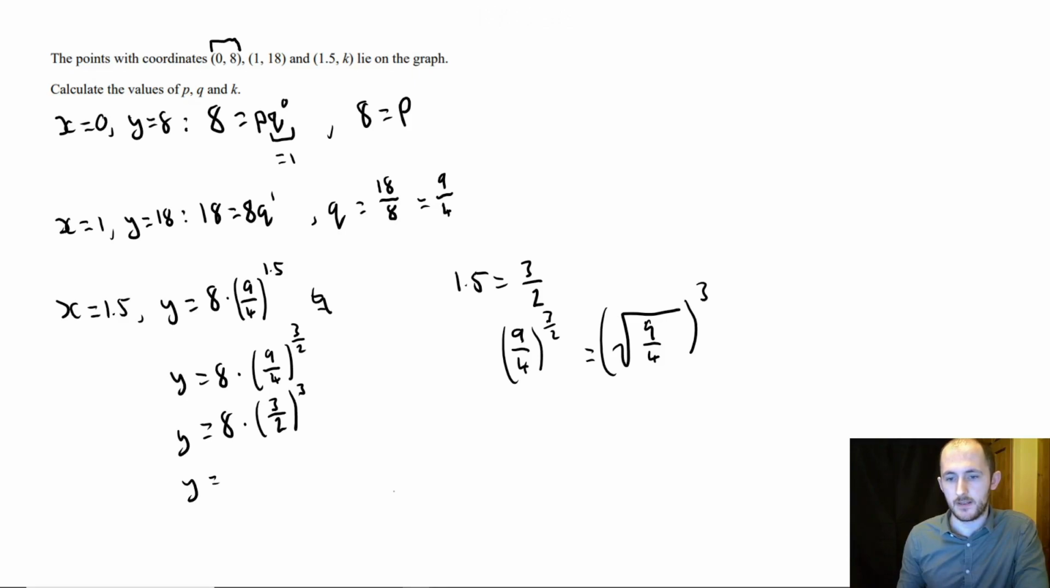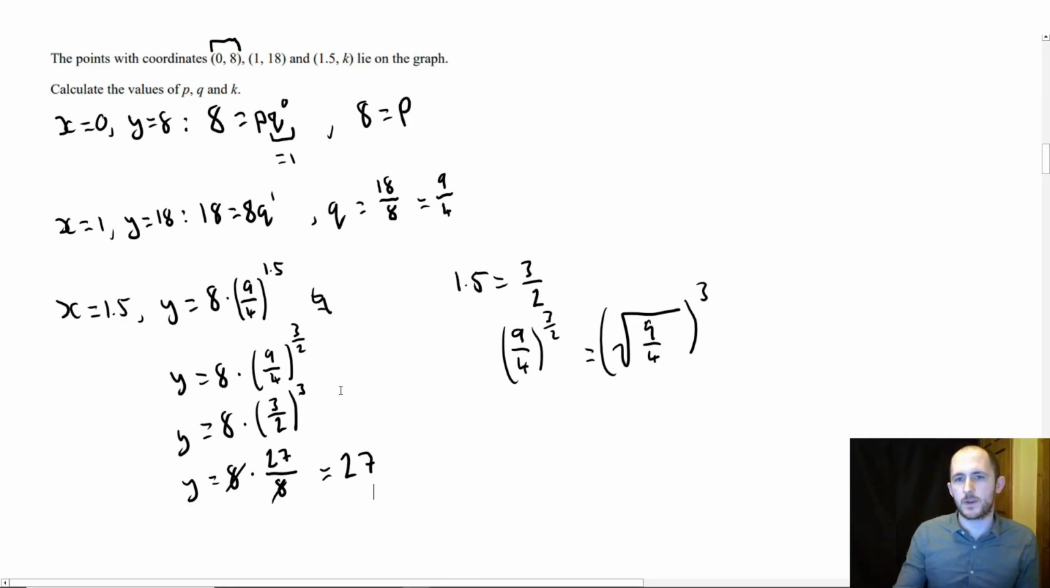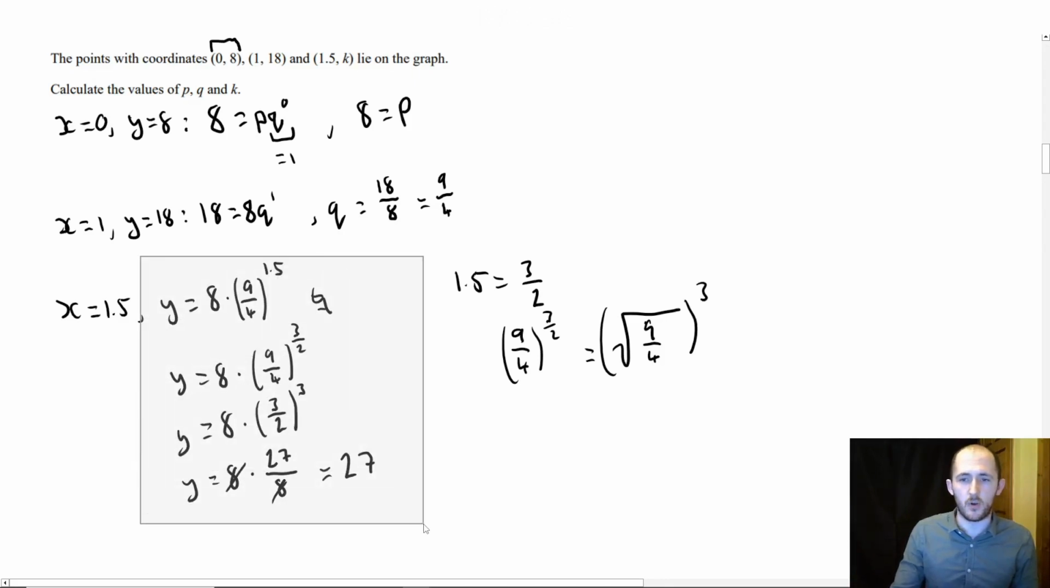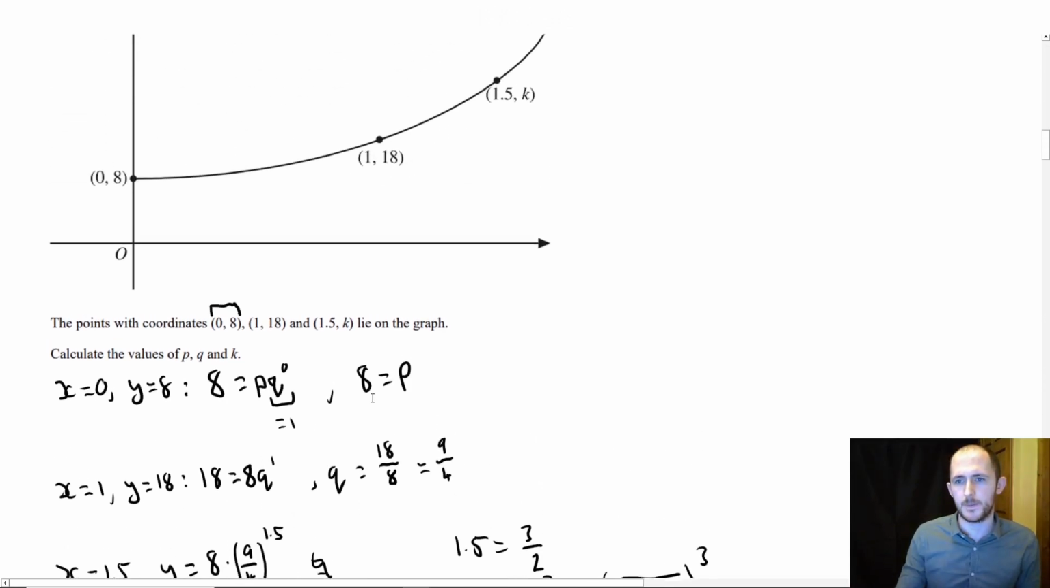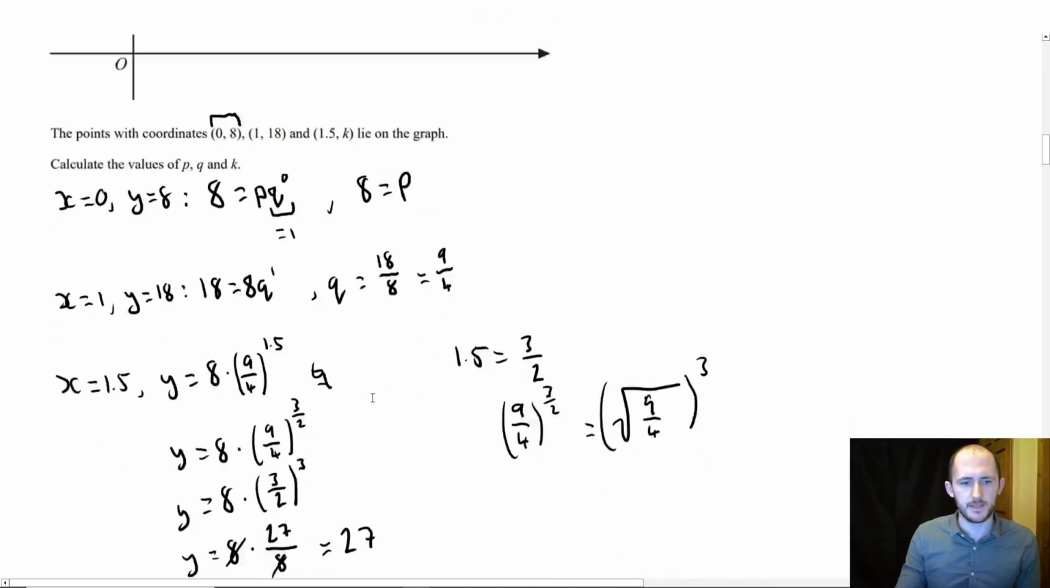So then keep going. 8 times 3 cubed is 27, 2 cubed is 8. So 8 cancels with that 8, so it's just 27. That was nice. Not too bad. Again, if you entered it in a calculator, that's totally fine. I've only ever seen these questions on calculator papers, but this one specifically, since it's not too bad to do without a calculator, I suspect it may have been a non-calculator question. Not too bad, I think.